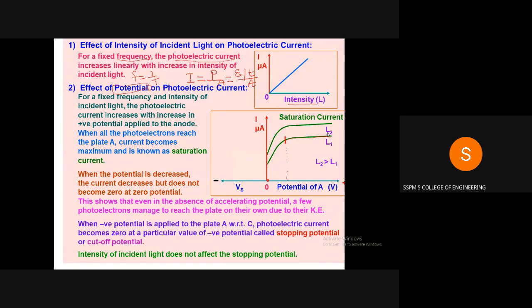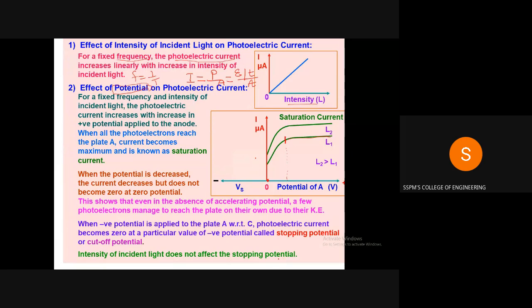When negative potential is applied to plate A, with respect to C, C is the cathode, or you can call the target material from which you are getting photoelectric current, and A is anode, which is having the positive supply. Photoelectric current becomes zero at a particular value of negative potential called as stopping potential or cutoff potential. Intensity of incident light does not affect the stopping potential. Okay.